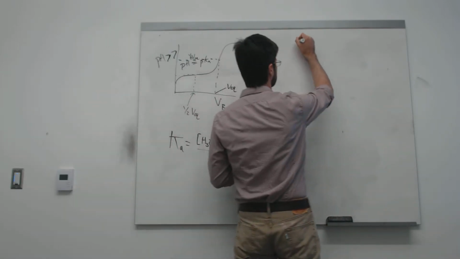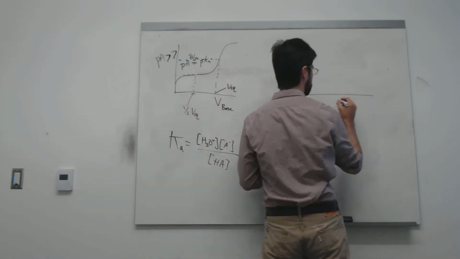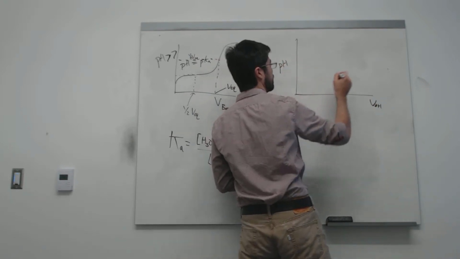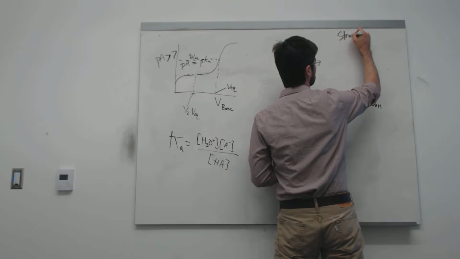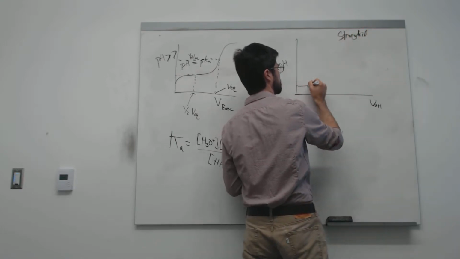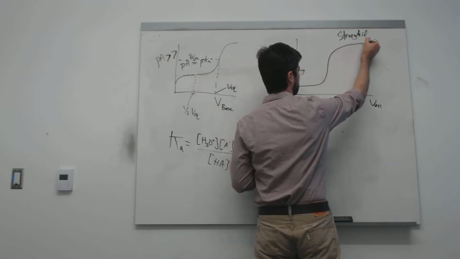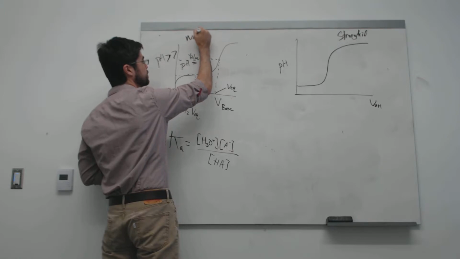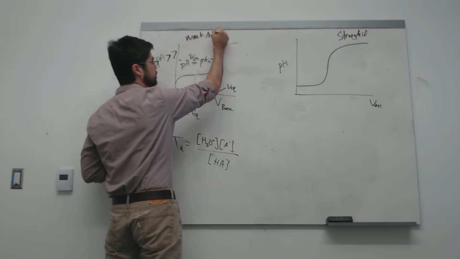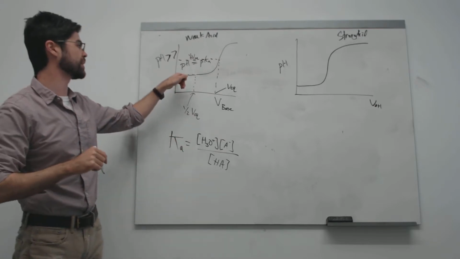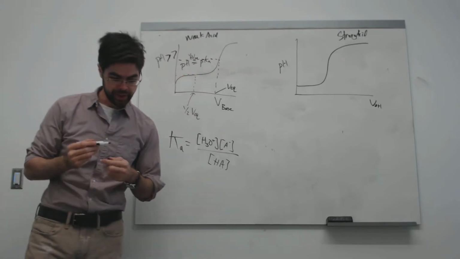If I have the titration of a strong acid with a strong base, its pH curve is going to look something like that. A weak acid, its pH curve is going to look more like that. So we'll have this little inflection point here.